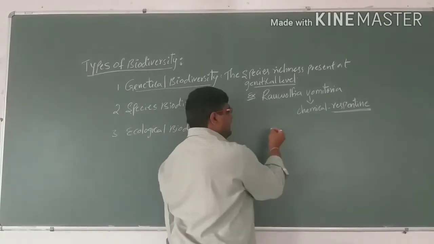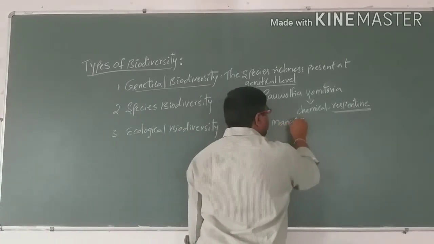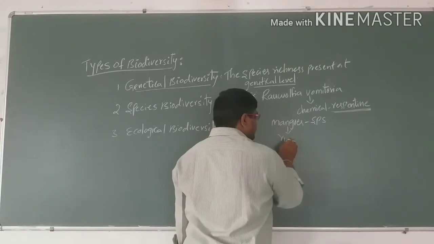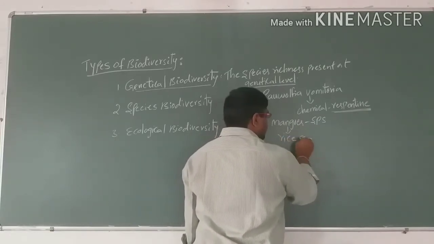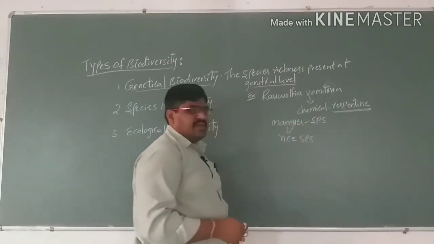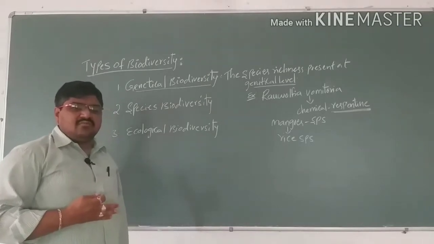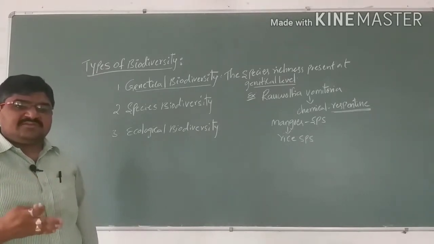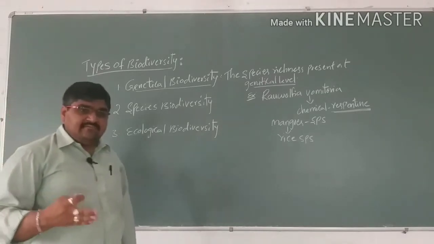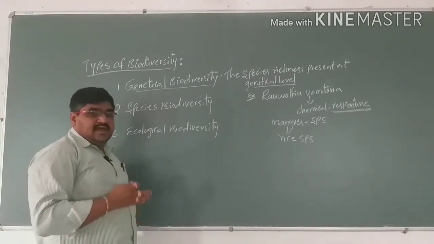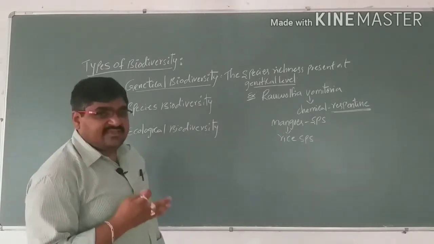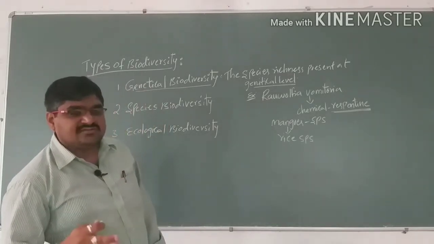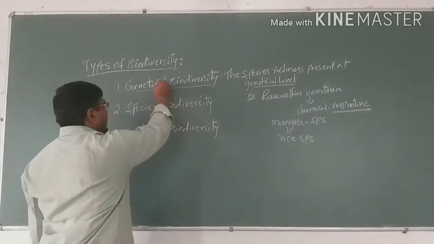Also, we can take the various types of mango species, or rice species. If we take human species also, there are genetical varieties like Mongoloid, Caucasoid and Negroid. These various human species have various genetical levels. Such types having different genetical values or levels, we call genetical biodiversity.